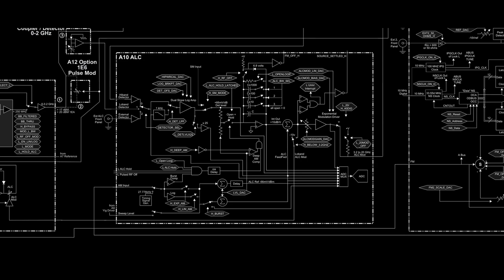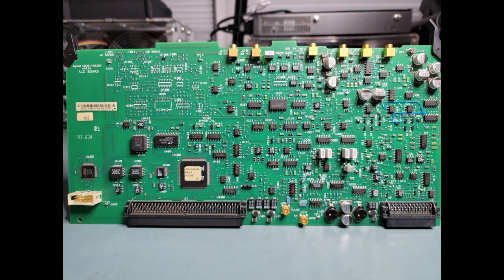So again, I think the core components that we really want to look at are the ADC and the DAC, and then also any voltage references that may be on the ALC itself, because those can also affect any offsets that could cause, for example, a low amplitude symptom. So here's a high-res photo of the A10 ALC board. The A10 ALC is pretty straightforward, especially compared to some of the other assemblies in this unit.